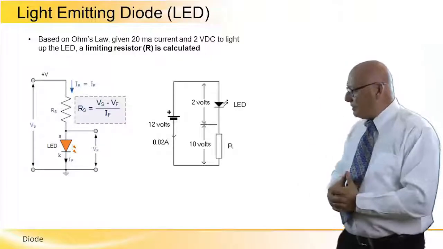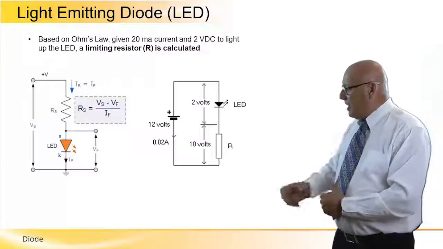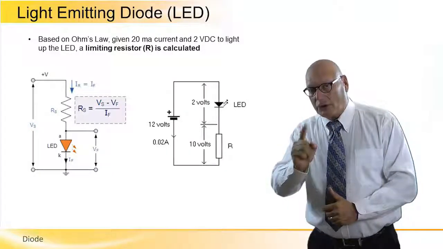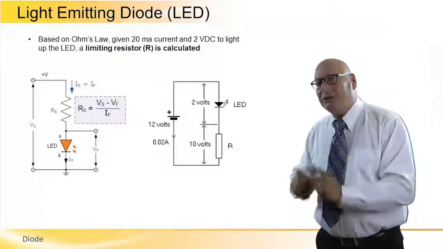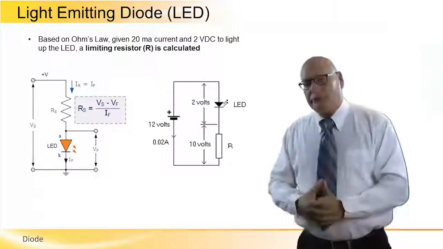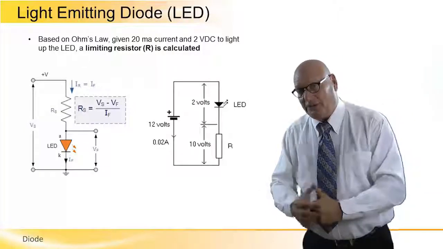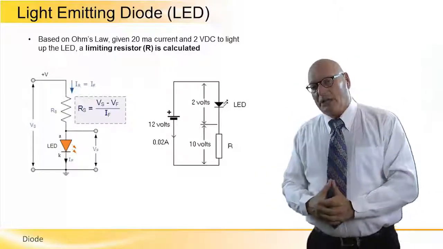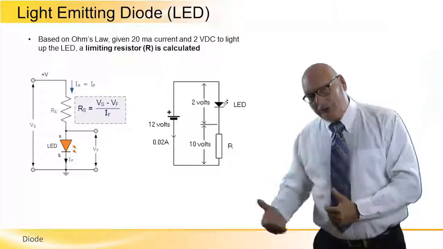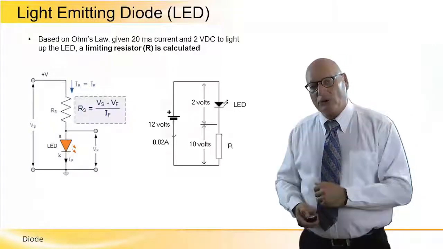The electronic schematic on the right is another example, now with numbers. Across the LED there are 2 volts. The minimum, I recall, is 0.7 volts needed in order to conduct, but it can actually have 2 volts across it. If we start with 12 volts in the battery and we need 0.02 amps, which is 20 milliamps, and the voltage across the LED is 2 volts, that leaves 10 volts across the resistor. So with 20 milliamps and 10 volts across the resistor, we can calculate the resistor itself based on Ohm's law.